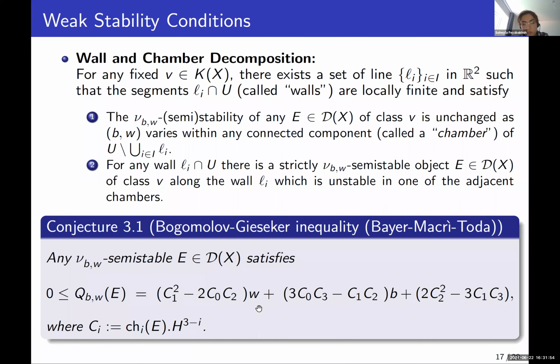just C_1^2 minus 2 C_0 C_2. And we know that for any ν_{B,W} semi-stable object, this discriminant is non-negative. That's why the inequality that Q of E is bigger than or equal to 0 just says that our object E can be ν_{B,W} semi-stable for (B, W) only above the wall that is defined with the equation Q_{B,W}(E) = 0. Okay. So you will see in my proof an example of applying this conjecture. So is there any question up to now?